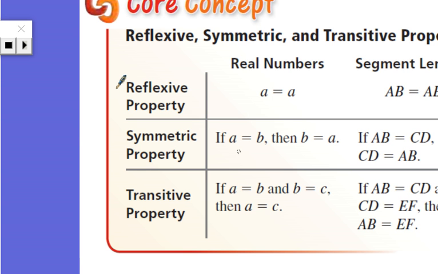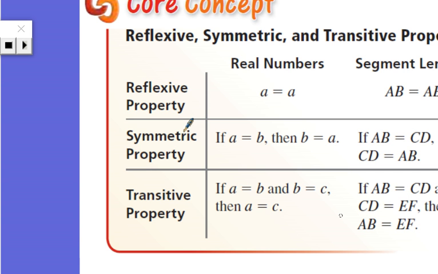Well, in this case, what the symmetric property tells us is that if A equals B, then we can just turn the equation around and say that B equals A. And last but not least, the transitive property. The transitive property will probably be our most frequently used property, and that says if A equals B and B equals C, then of course A must equal C as well.